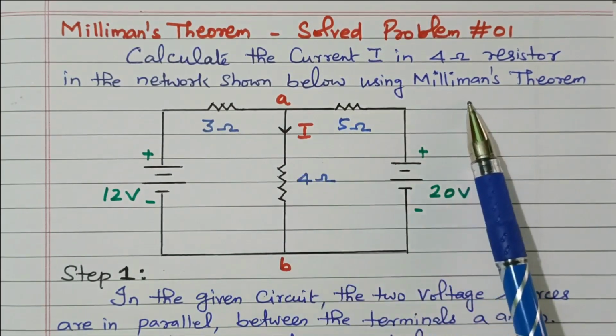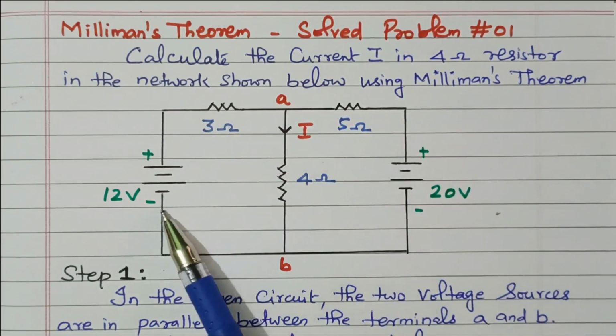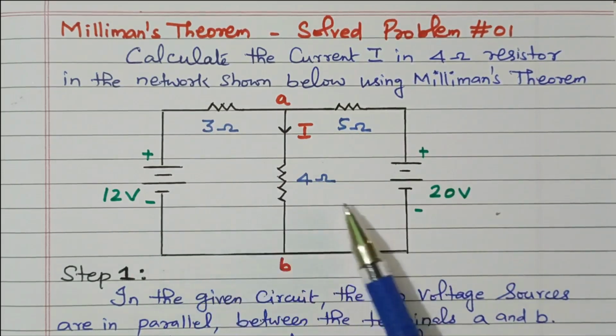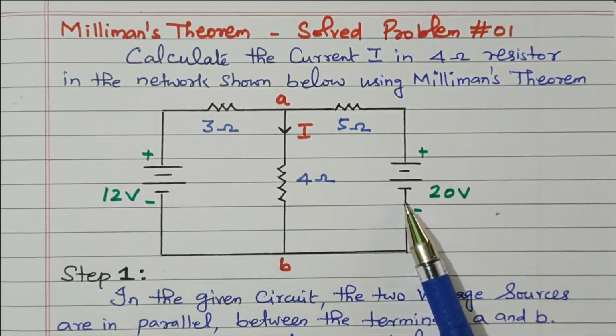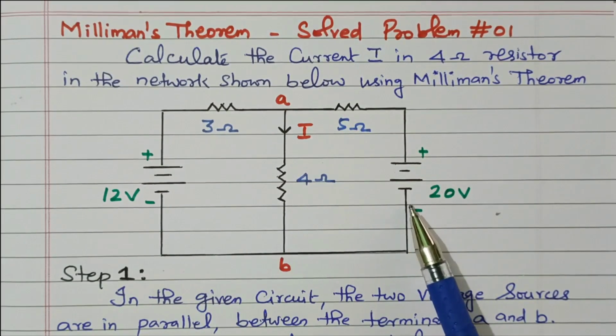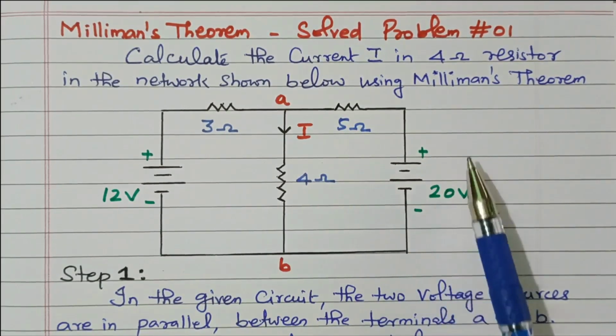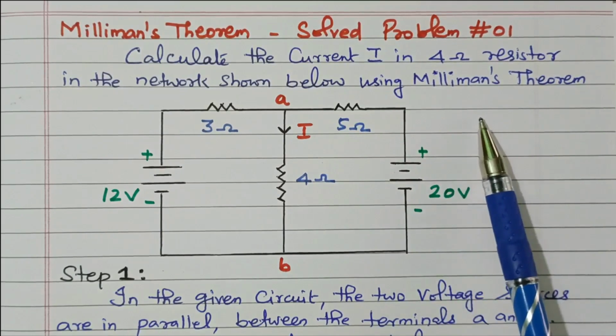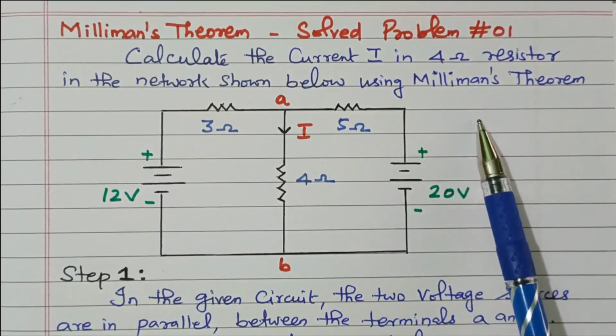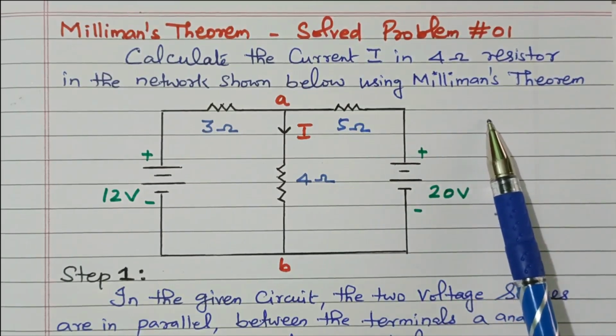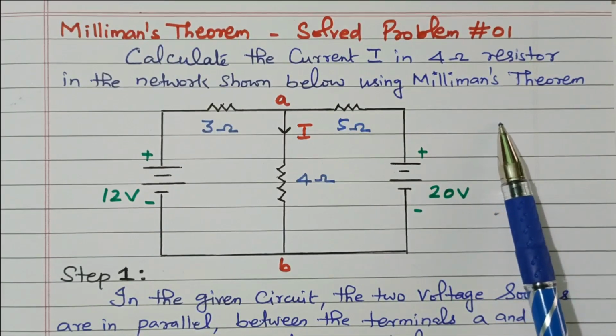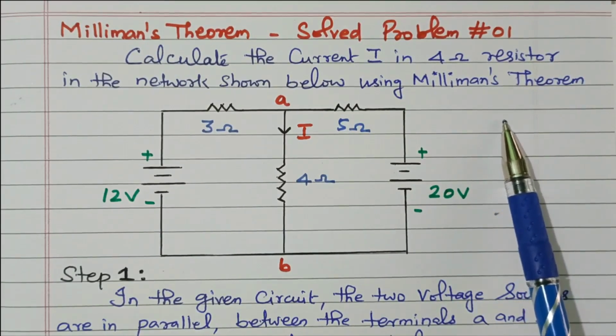So Millman's theorem is nothing but n number of current sources or n number of voltage sources are converted into a single voltage source and single impedance. That is the main objective of Millman's theorem. N number of voltage sources or n number of current sources with internal resistance or impedance is converted into a single current source or single voltage source with a single impedance.